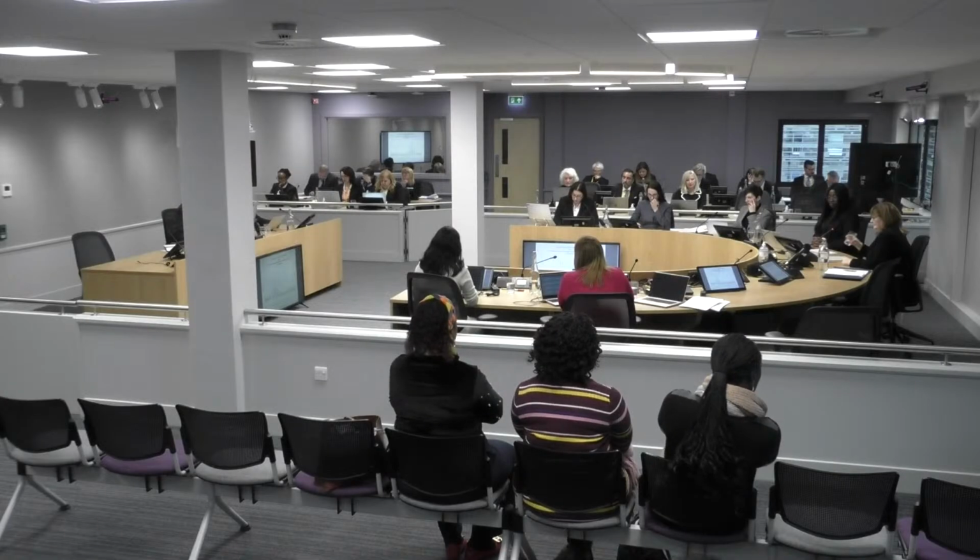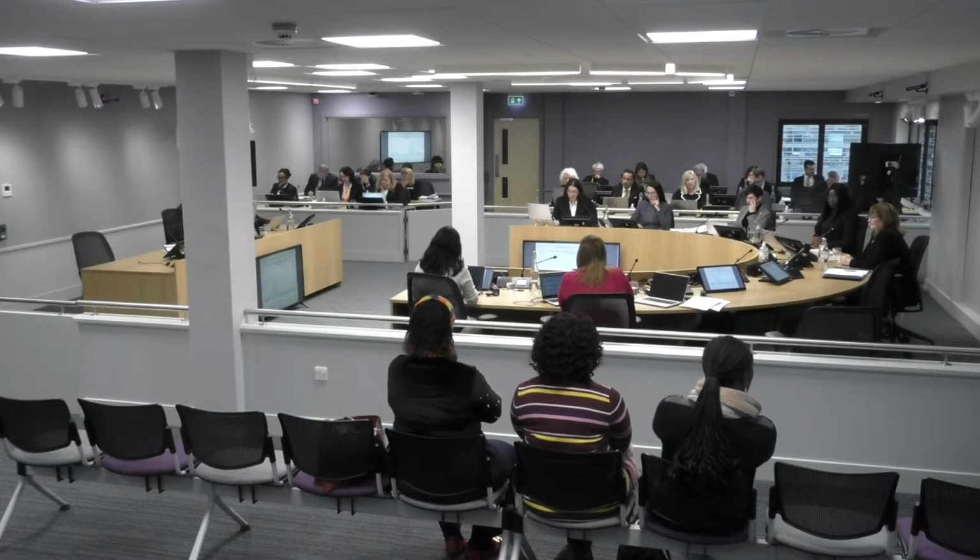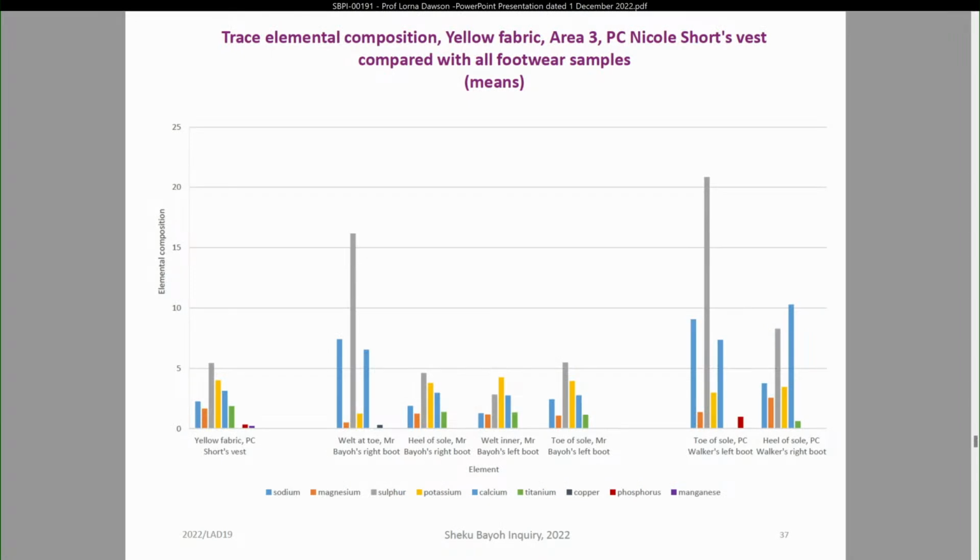Can we move to slide 37, please? So trace elemental composition, area 3 of the vest compared with all footwear samples, and again using the means, which is possible for the reason you explained earlier, that it appears that area 3, the area 3 sample, is homogeneous. It's from a single source. That is correct. What does this data presented in this particular format help us to understand?